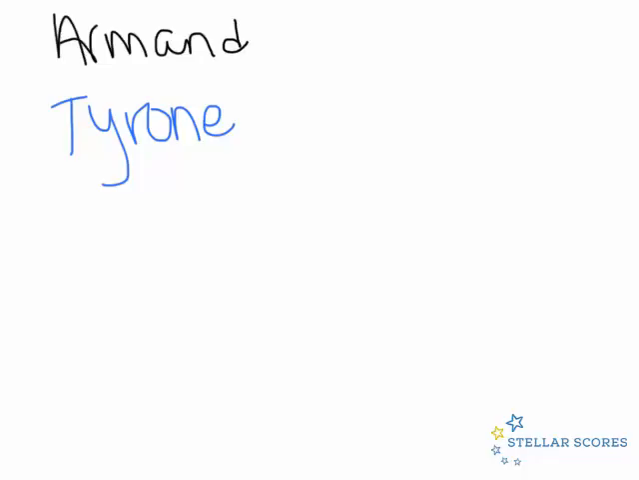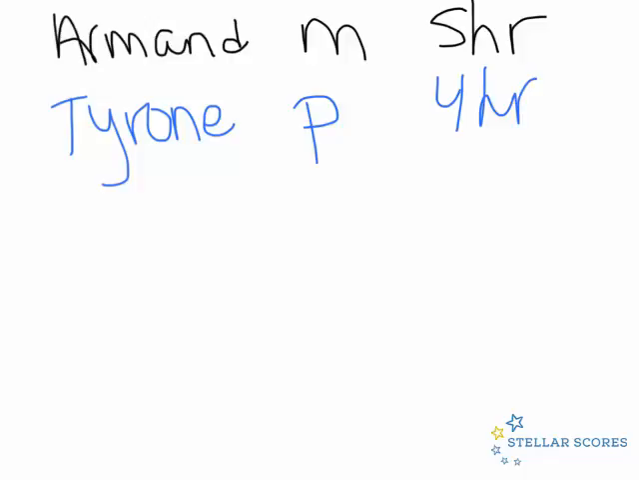This problem tells us that Armad sent M text messages per hour for 5 hours. It also tells us that Tyrone sent P text messages each hour for 4 hours. And it wants to know what's the equation that would represent the total number of messages that they sent.